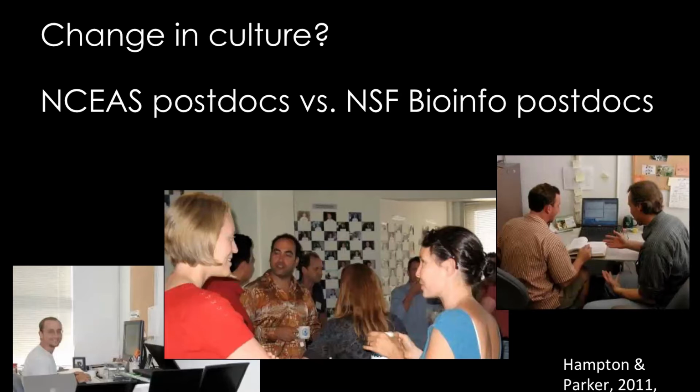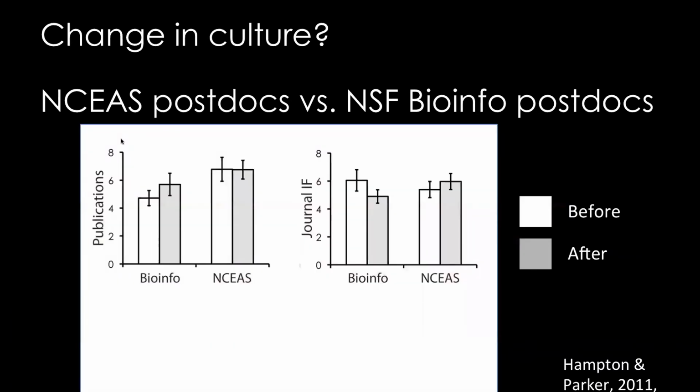These are independent, or they're postdocs who get their own funding, and then they go to work in a more traditional lab setting. And so looking at the NSF bioinformatics postdocs who received awards to do ecological research, we then compared those postdocs to the NCEAS postdocs in terms of their publication characteristics.